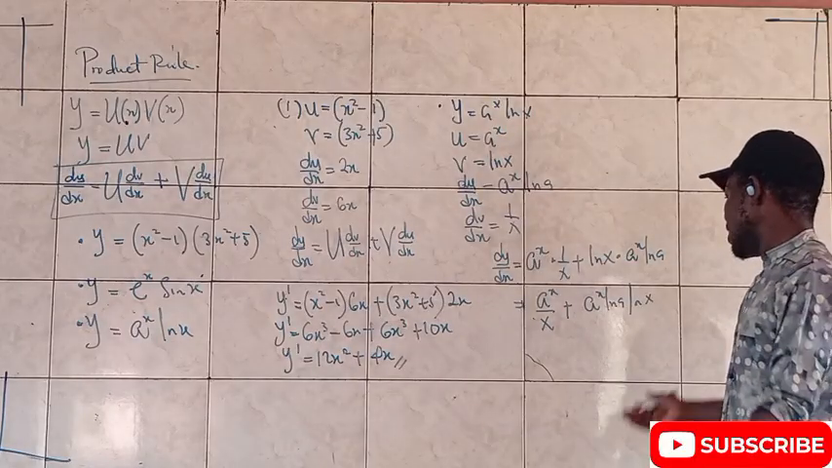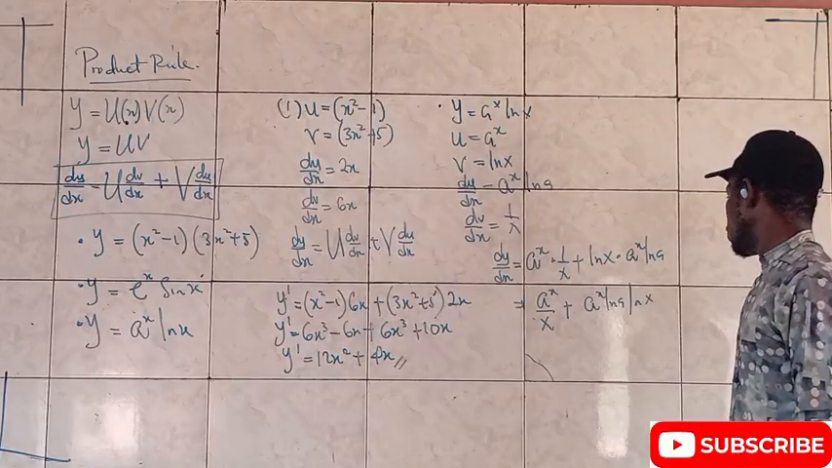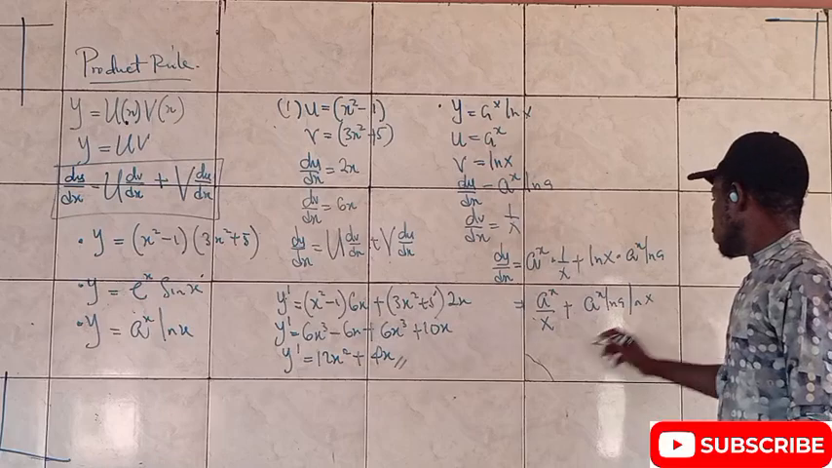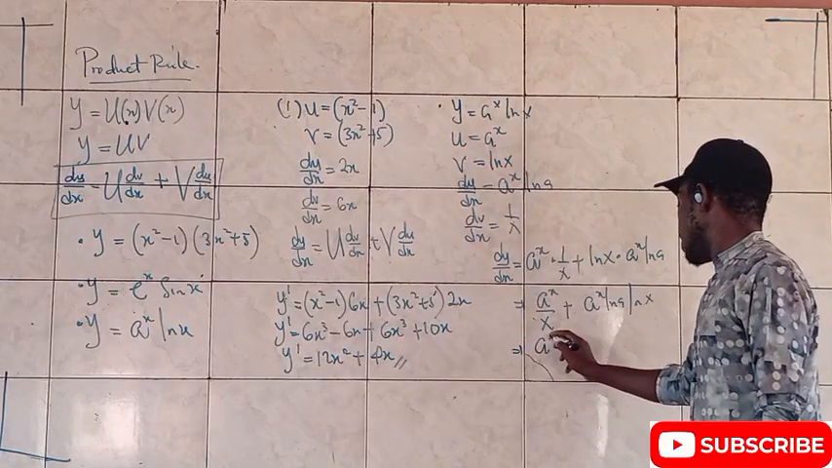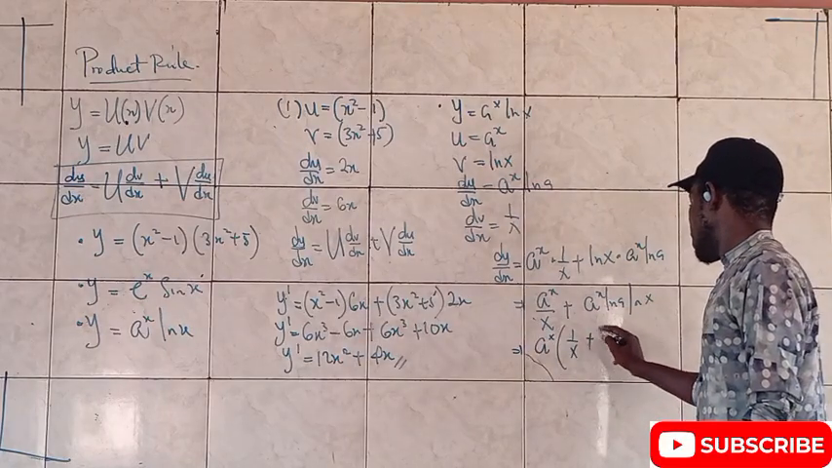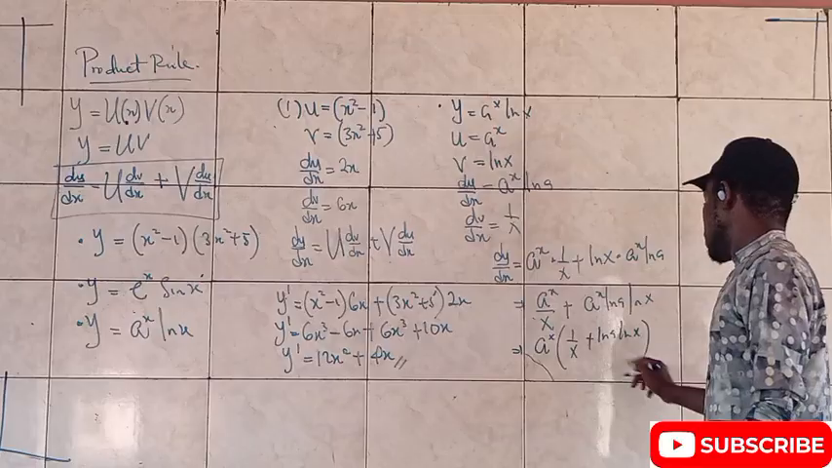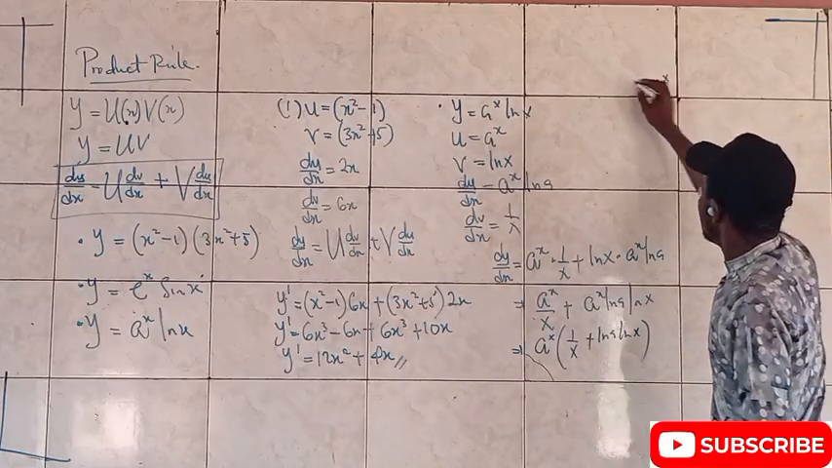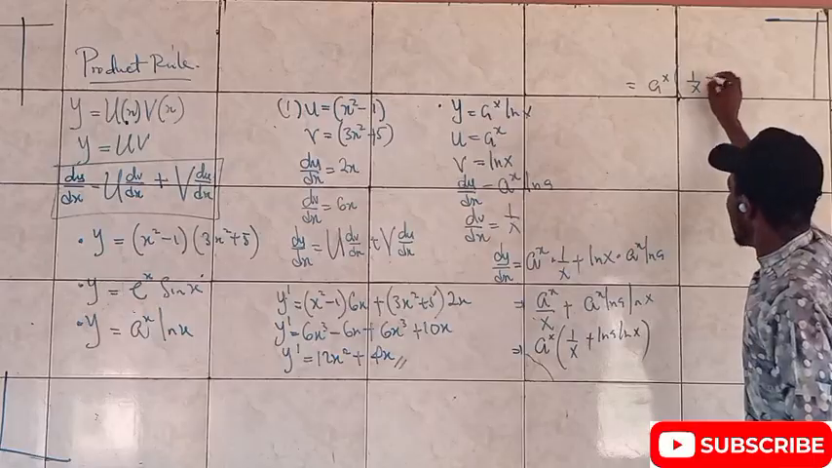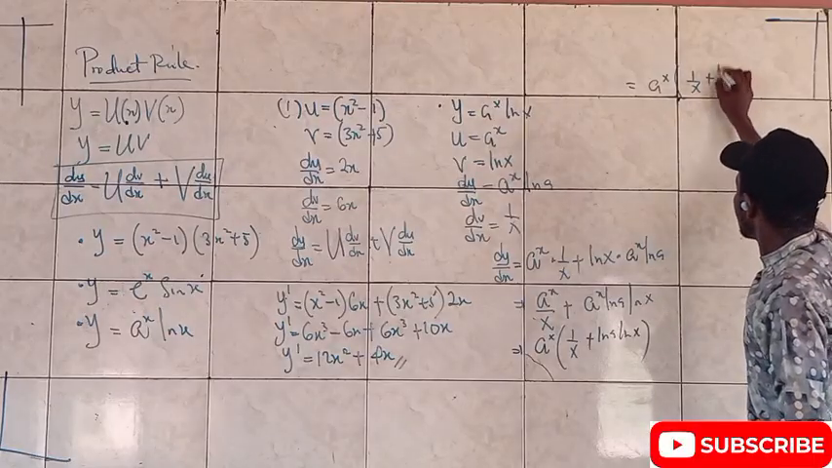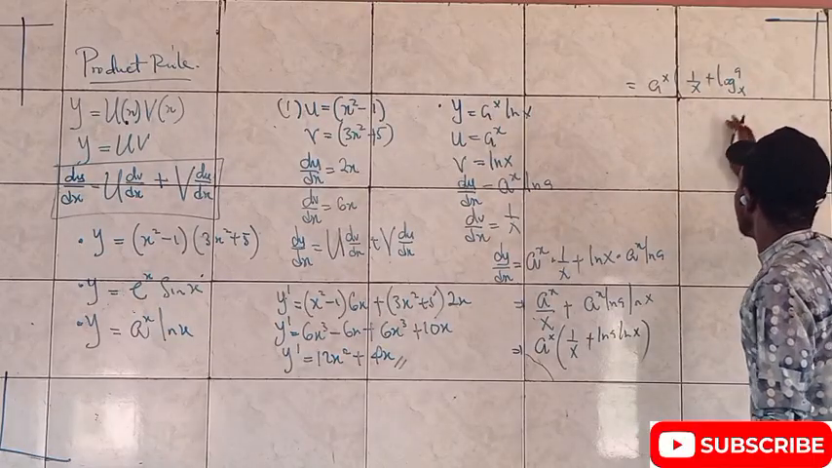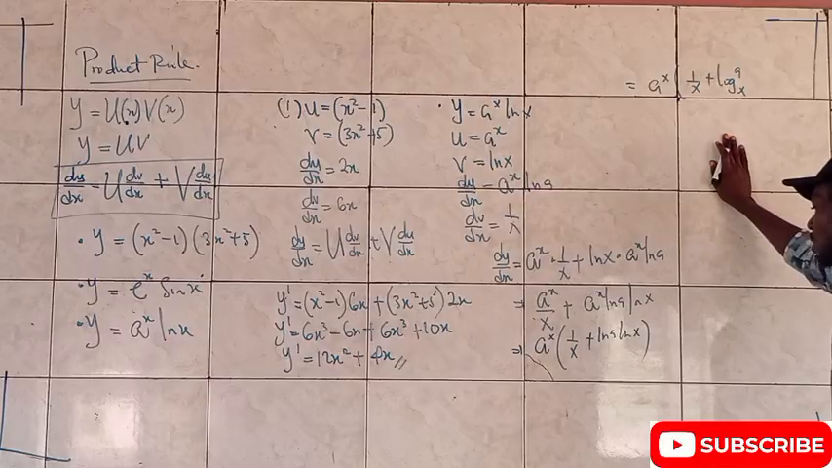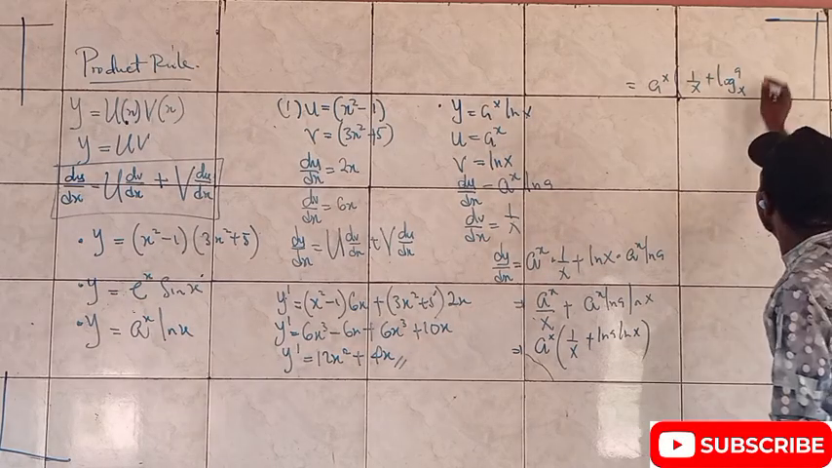So, many things, I hope that's basic. Many things to be done. This one can now become, bring out a^x, make it equal 1 plus ln x. If I apply the law of indices and law of logarithms, it becomes a^x times 1 over x plus log a base x. Eventually, then this log a base x.